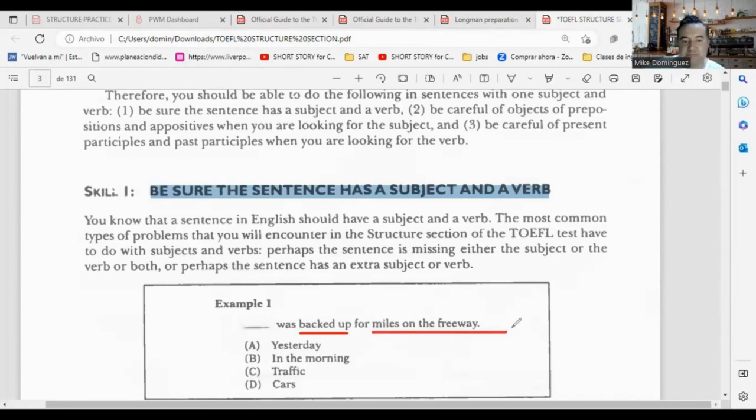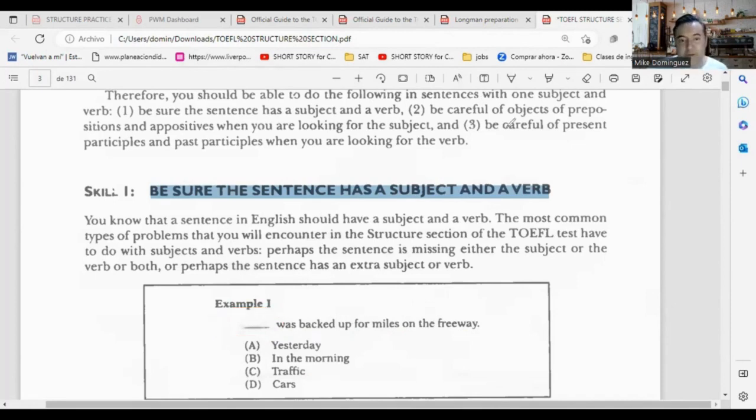What about this one? So we have the verb and we have the object, for miles on the freeway. So what do you think could be the correct option, Carlos? Traffic. Why traffic? It's a noun needed in the sentence. Subject, sorry, the subject. Yes, and that's very important.